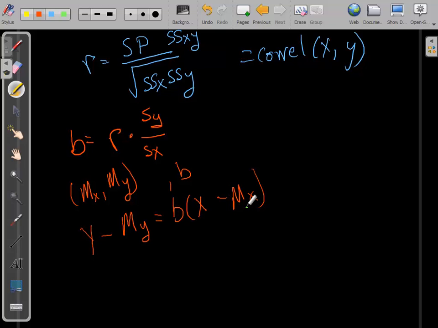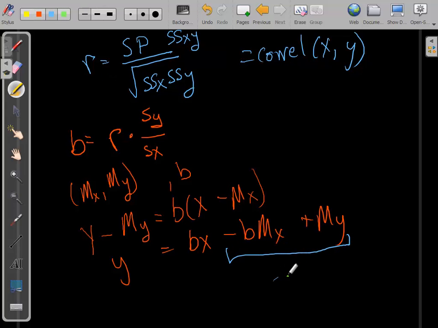There we go. And we can solve this for y, which would give us bx minus bmx plus my. Okay, so this part right here, that's our value a. So I'll write that up here. A is equal to the average of the y's minus the average of the x's times that correlation, or the slope of the line. Okay, so if you like, you can replace it with that.